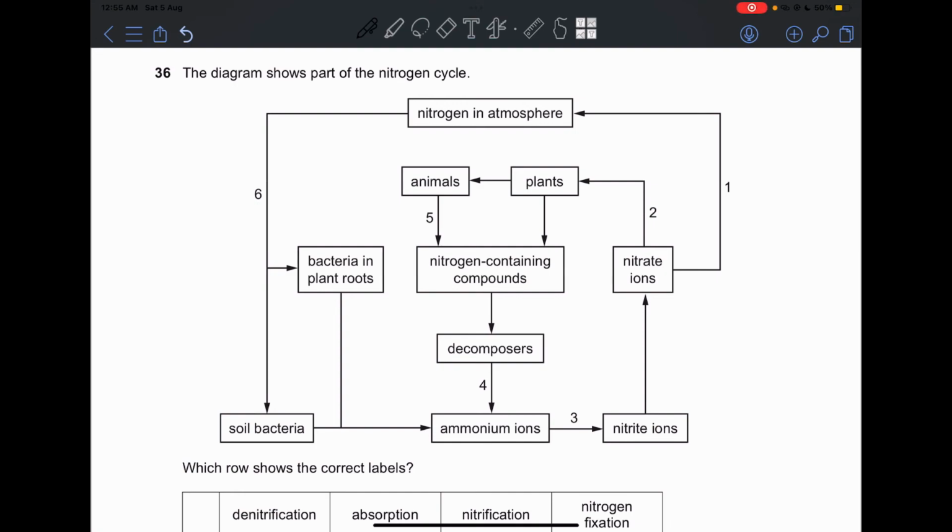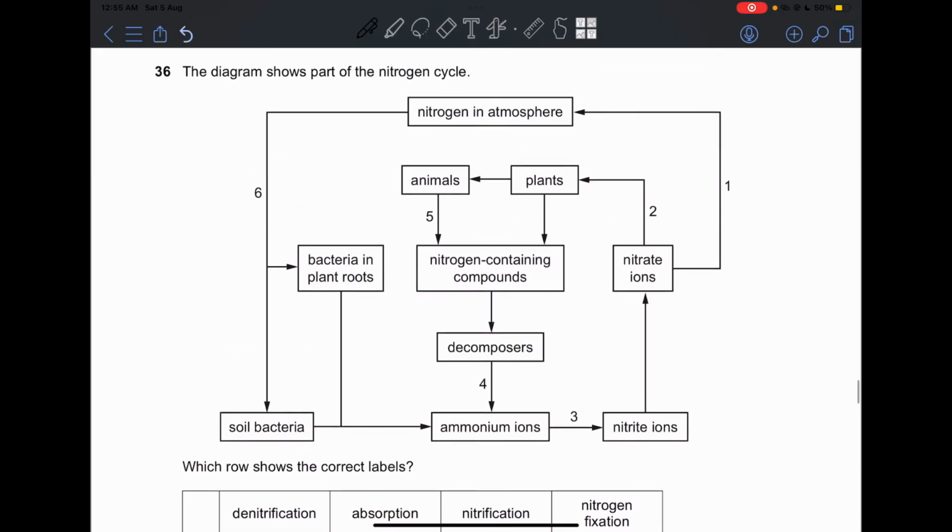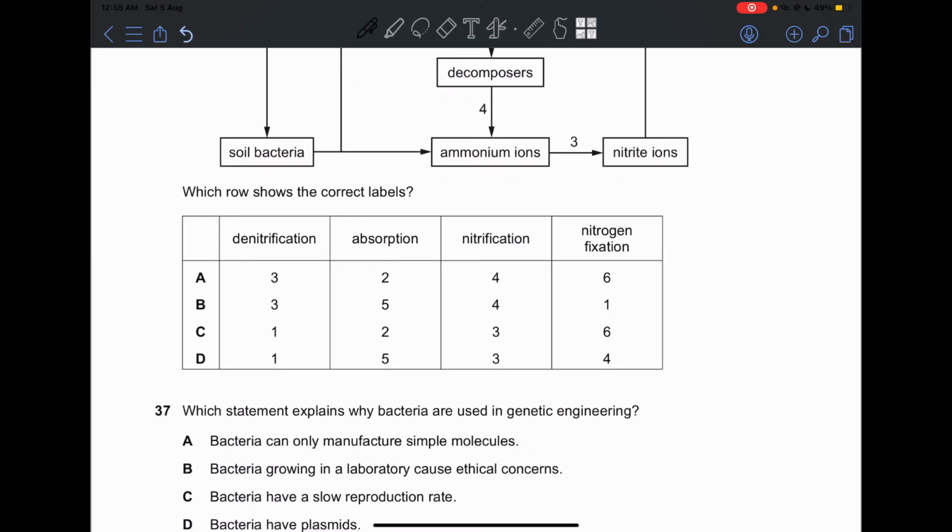36. The diagram shows part of the nitrogen cycle. Which row shows the correct labels? So over here we know that number 1 is actually denitrification, because we know that the nitrate ions have been transferred back into the atmosphere. So we're going to be choosing between C and D for this question because we know that number 1 is denitrification. So A and B are incorrect.